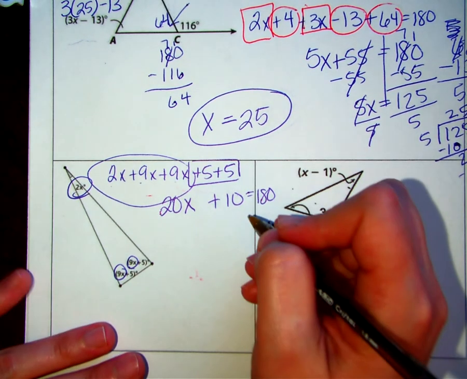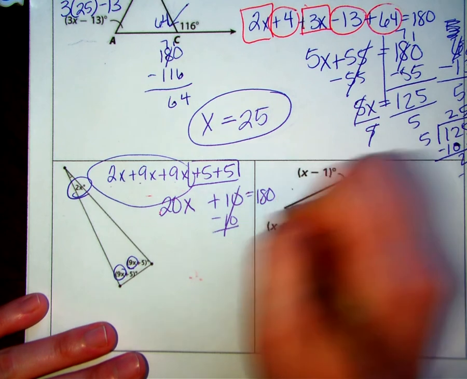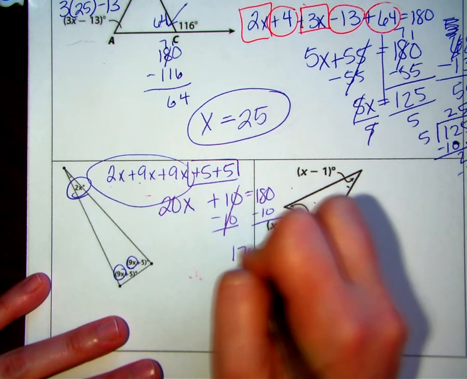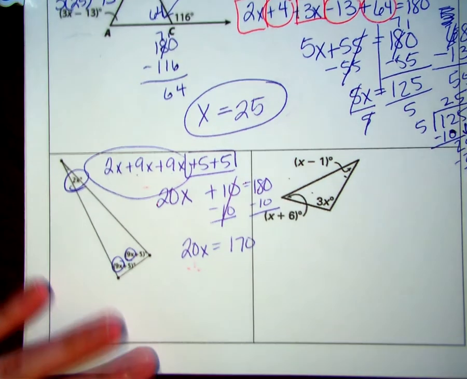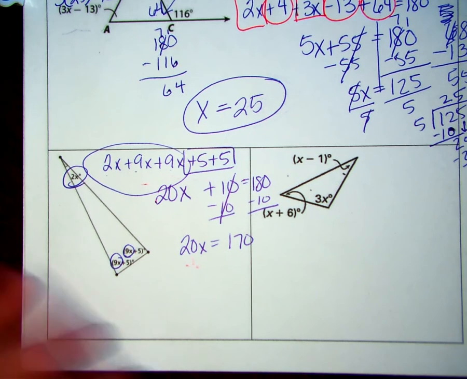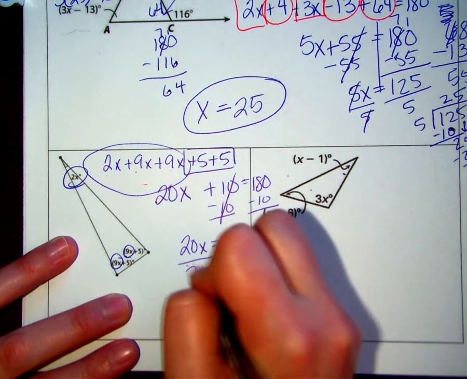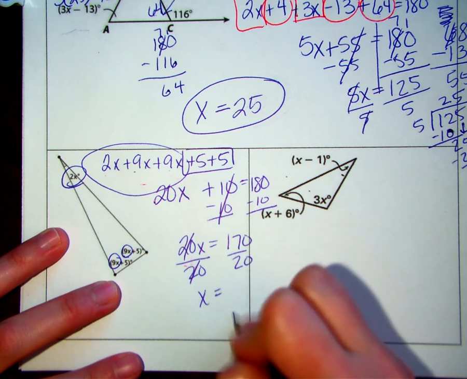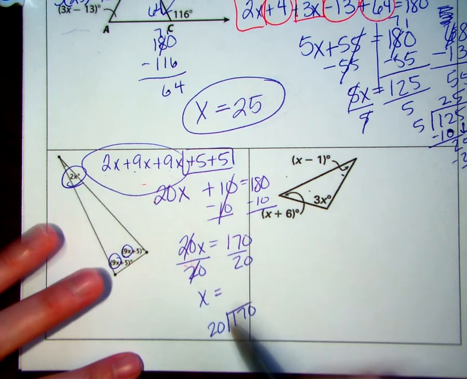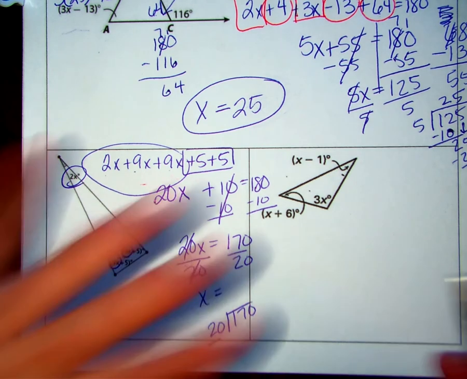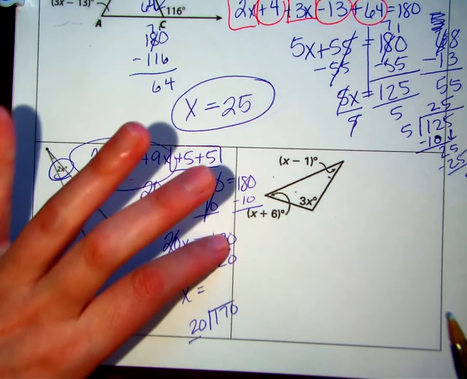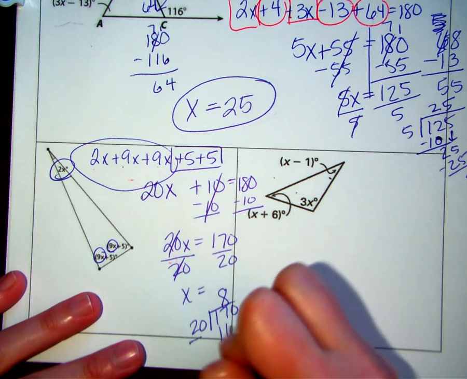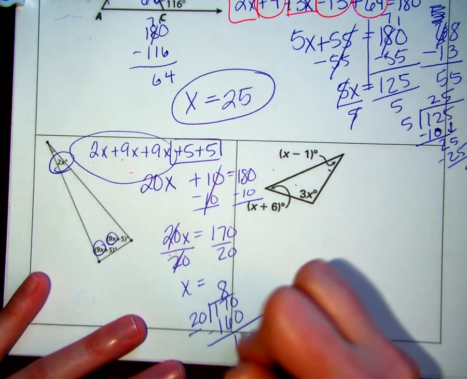And then you would subtract the 10 because it's a constant. Subtract the 10. 180 minus 10, you should have 170. 20 times something is equal to 170. So the last step would be to do division. Divide by 20. So x is equal to 170 divided by 20. 20 can go into 170: 20, 40, 60, 80, 100, 120, 140, 160. So that would be 8 times for 160. And then you're left with 10.